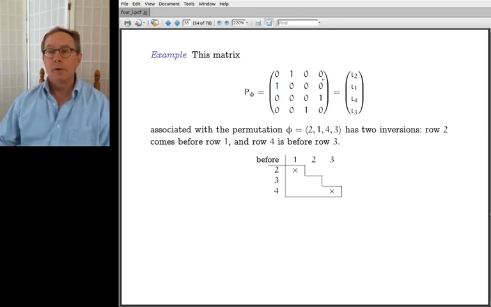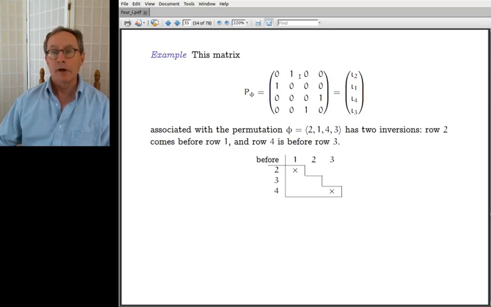So I have a permutation matrix. There's a single 1 in each row and each column. Everybody else is zeros. That's iota 2 because the second entry is the 1. That's iota 1. That's iota 4. That's iota 3. So looking there at the 2, 1, 4, 3, we can see that 2 comes before 1.